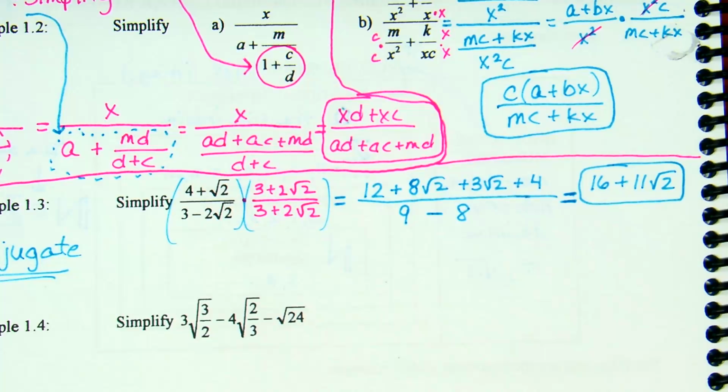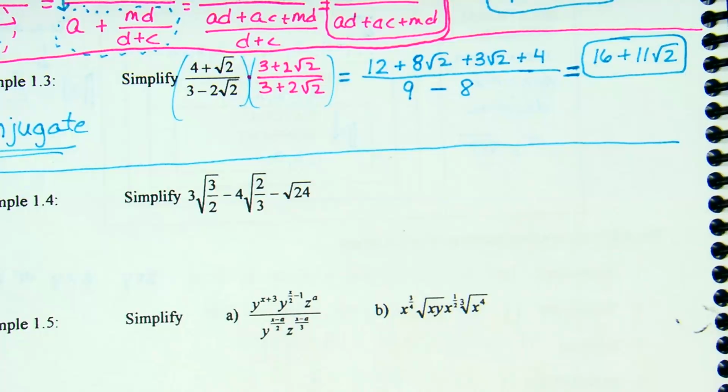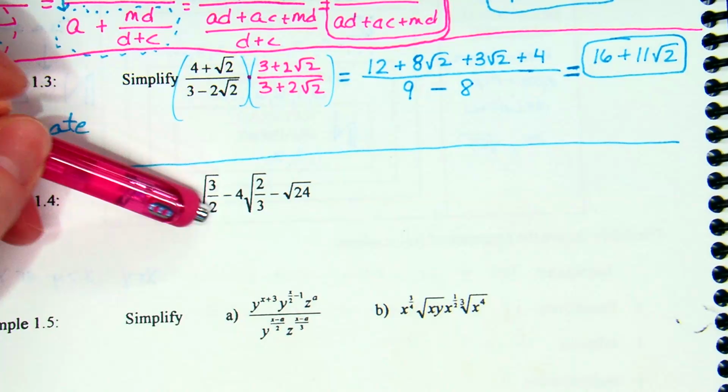Okay, example 1.4 then. 3 square root of 3 halves minus 4 square root of 2/3 minus square root of 24. Okay, last time we couldn't have radicals in the denominator, so we had to rationalize. This time, you technically can't have fractions under a radical. So this time it's more rationalizing. How do we get rid of a 2 in the denominator?